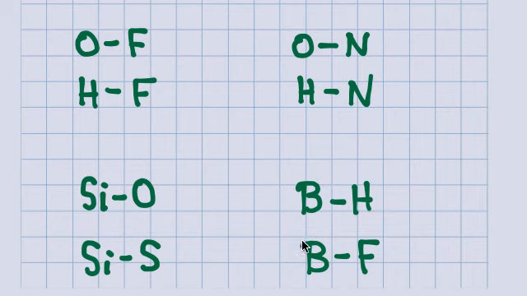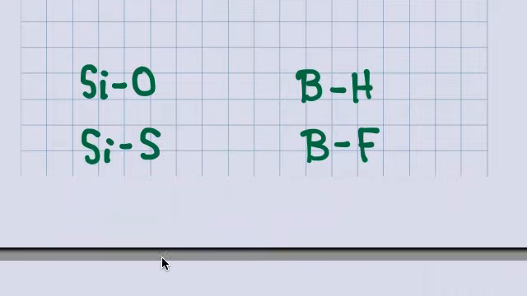Boron hydrogen, boron fluorine. I'd say boron fluorine is further apart than boron hydrogen. Although it's debatably hard to say where hydrogen belongs in the table, but in any case, look up the numbers. You'll be convinced. Silicon oxygen, silicon sulfur. Oxygen is more electronegative than sulfur. It's further up and to the right on the table than sulfur is. Therefore, the difference between this one and this one probably has to be greater.